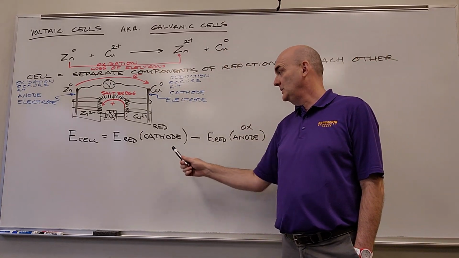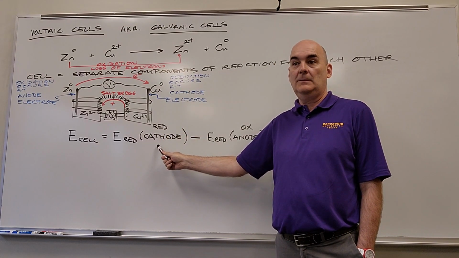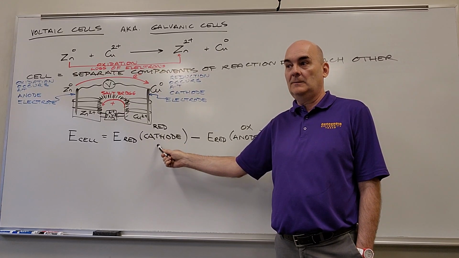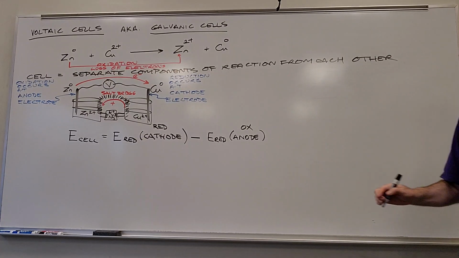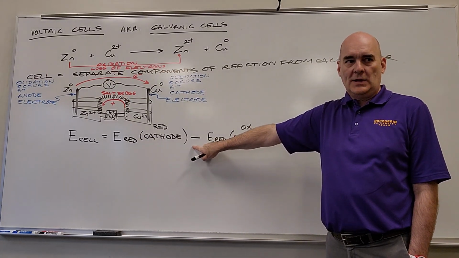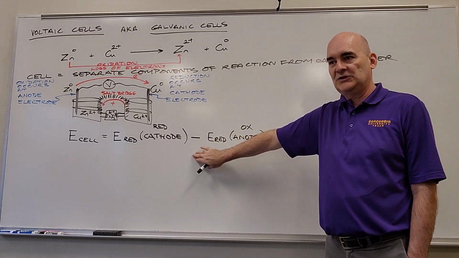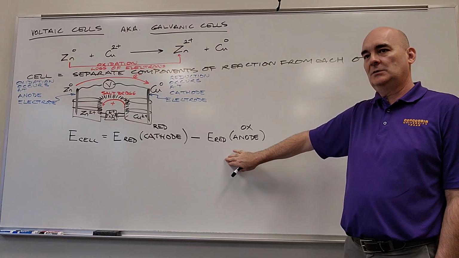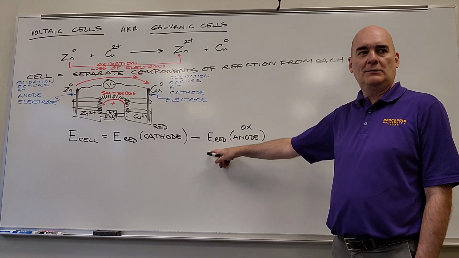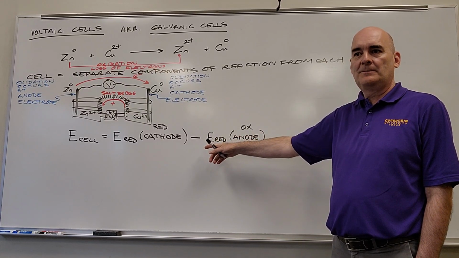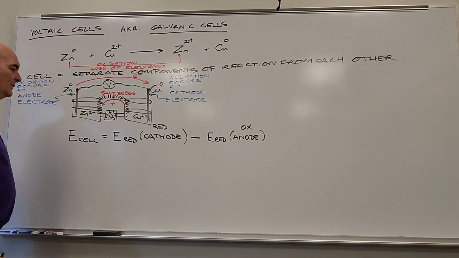And you can remember this because of red cat. Reduction happens at the cathode. Okay? This way we get to use the numbers that come directly out of the book, and we just subtract one number from the other. The previous way was this number plus the oxidation potential, which is this number reversed. And the reverse of a minus is a positive. So slightly different than the old way.